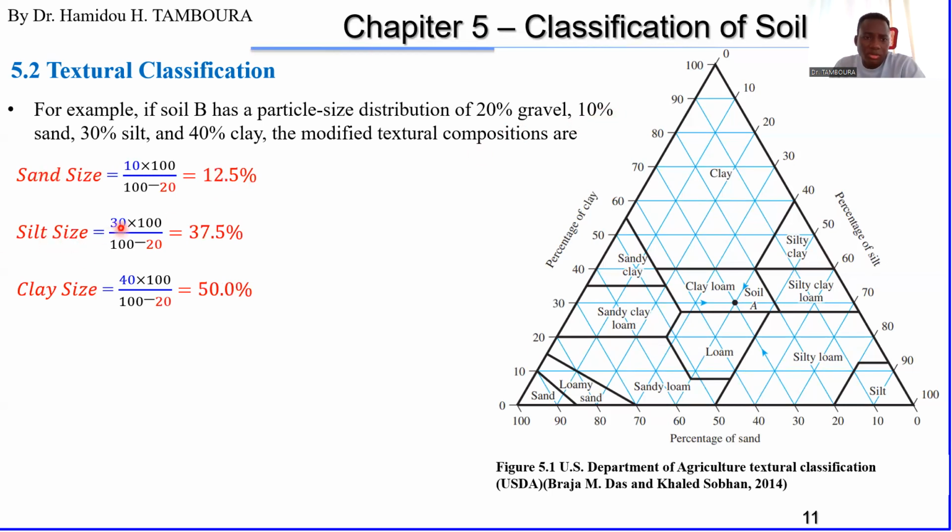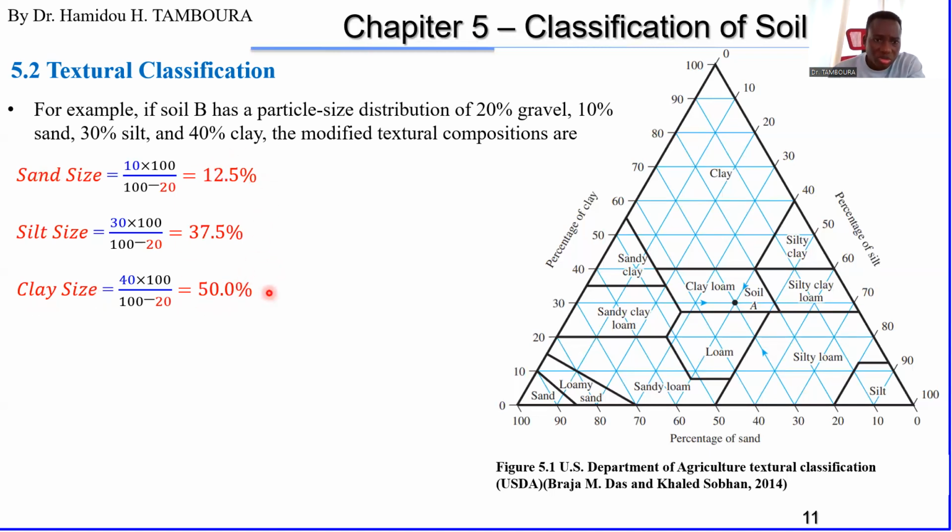For silt, see 30 here is the percentage of silt we have, and the 20 is always in the bottom. The denominator is the percentage of gravel. We'll have 20 here. So the corrected percentage of silt will be 37.5%. And we do the same for the clay size particle. It will be 40 here and still 20 here, because we have 40% here. And you can obtain the corrected percentage of clay size particle here, 50%.